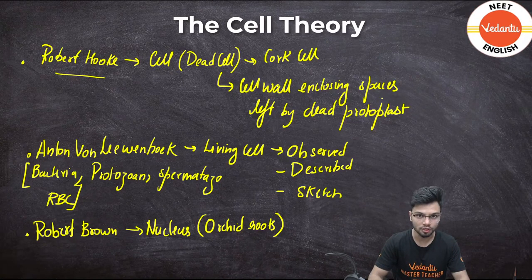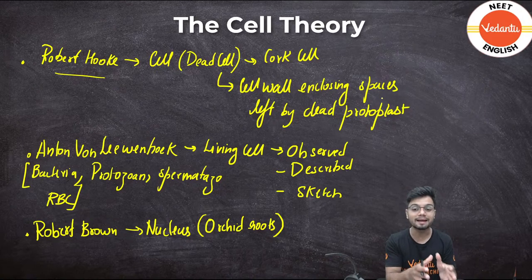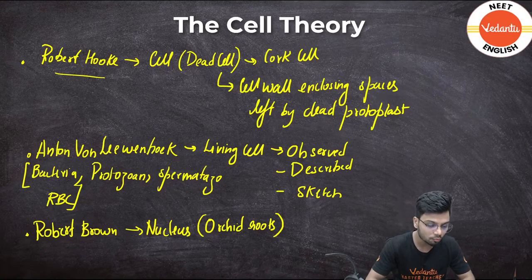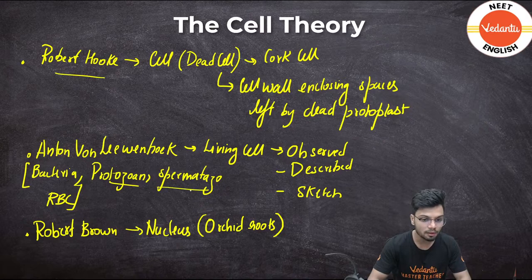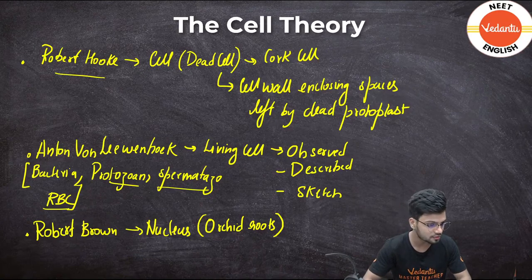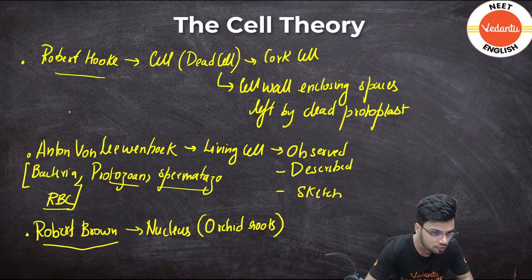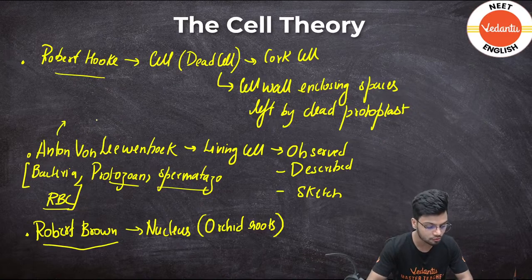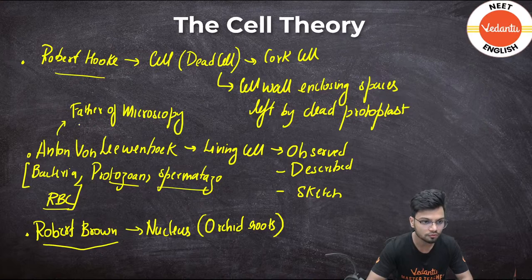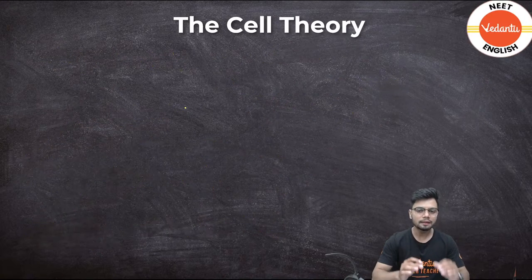Then we have Anton von Leeuwenhoek, who worked on microscopy, and he found living cells for the first time. He not only observed, described and sketched living cells, he also worked on bacteria, protozoans, spermatozoa and also RBC, that is red blood cells. Apart from this, we also have Robert Brown, who discovered the nucleus. Anton von Leeuwenhoek is also called the father of microscopy.